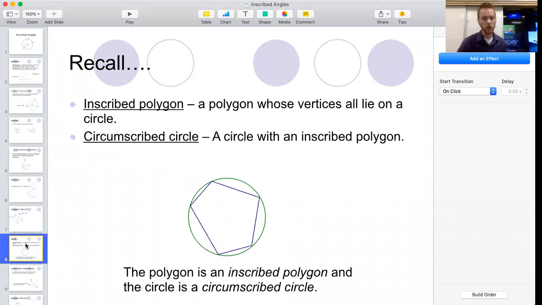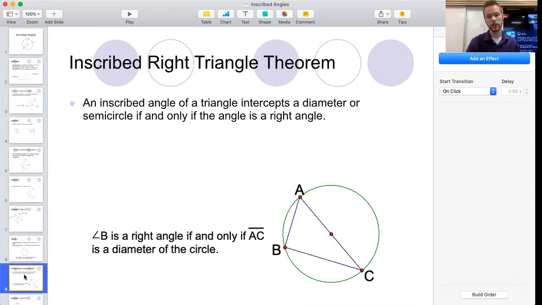Okay, small recall segment. Recall that inscribed polygons means that all the vertices lie on the circle for that polygon. Circumscribed means that a circle has all the vertices of that polygon contained. It's pretty much you're just changing perspectives on this. And we talked about that in the very first lesson of circles. We're going to use that knowledge for the next theorem.